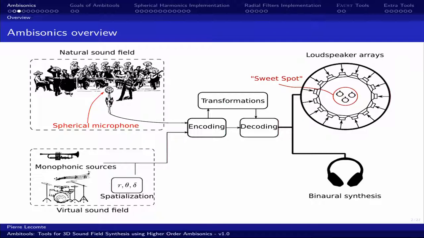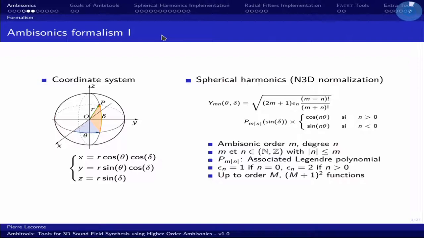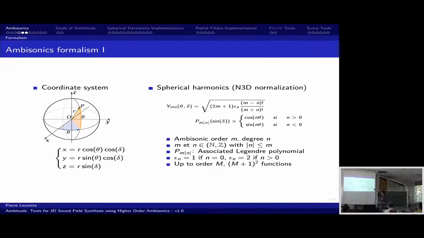The formalism relies on a spherical coordinate system; everything is expressed with it. The one I'm using has the elevation going from the median plane to the vertical. And the spherical harmonics are the functions you use to describe the sound pressure field. They are functions of the two directions, involving Legendre polynomials and sine and cosine functions, plus a normalization factor.